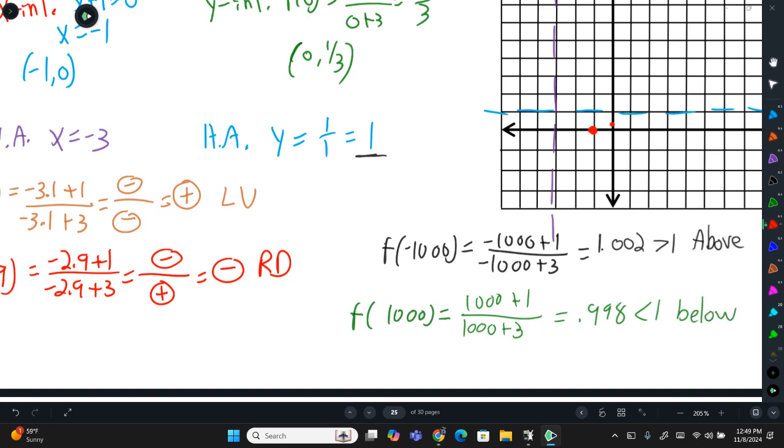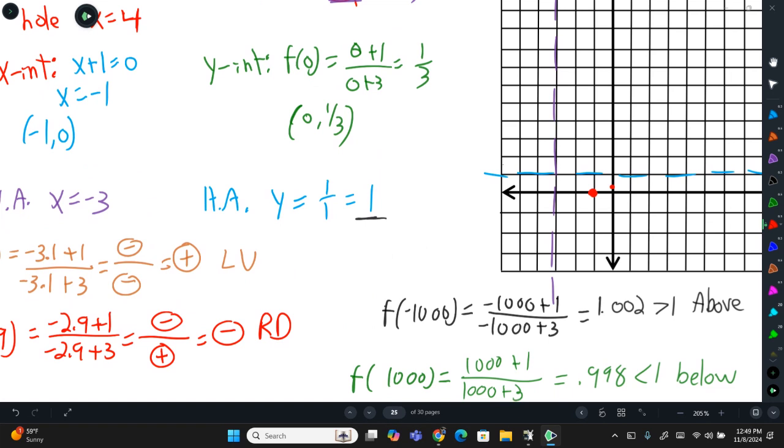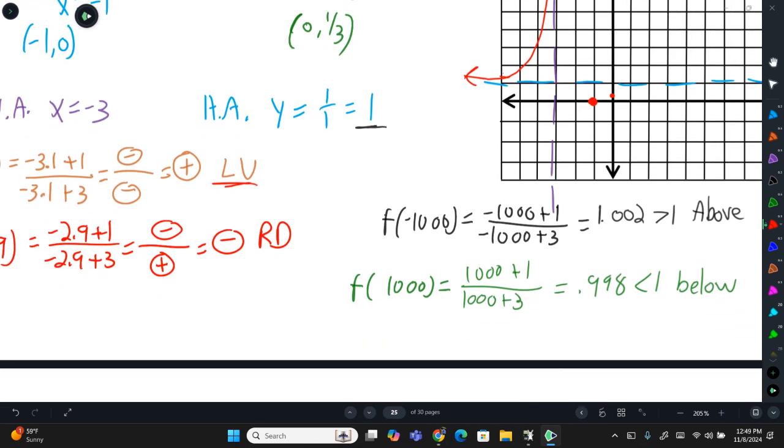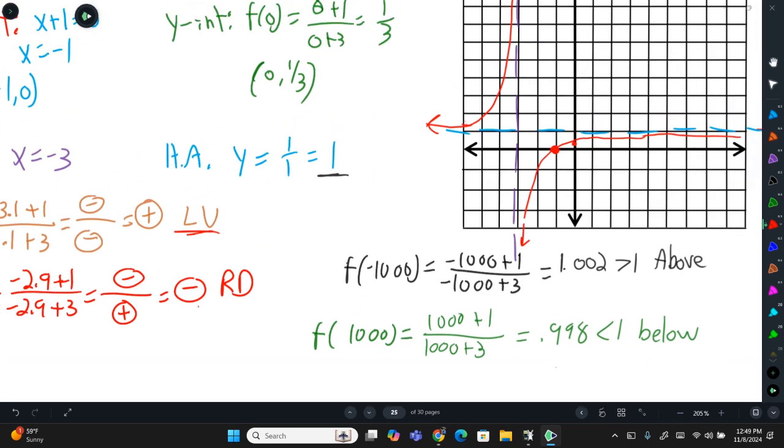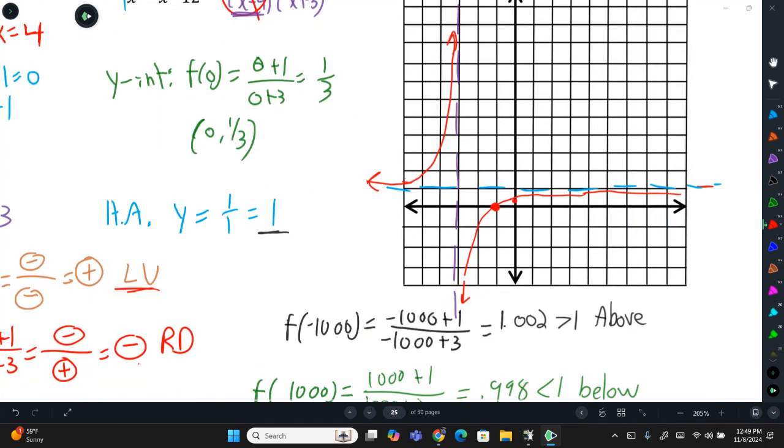Okay, so now back to our graph. On the left side, the left end behavior has to be above the horizontal asymptote, and as I approach my vertical asymptote, the left side is going to go up. And it turns out maybe your prediction about the right end behavior was correct, because on the right side, we are below the horizontal asymptote, and then as we get to the vertical asymptote, our right side's going down.